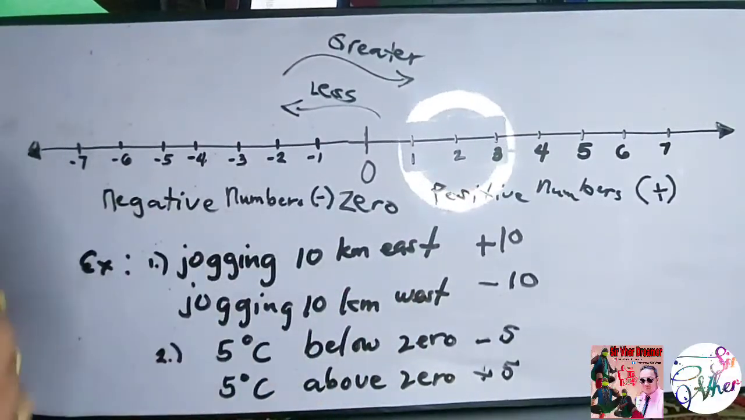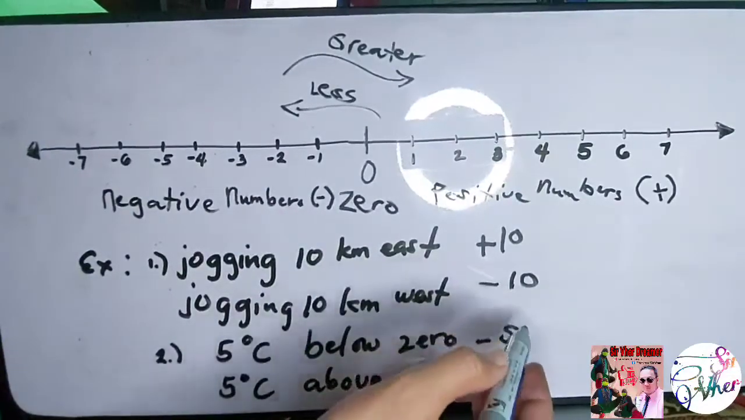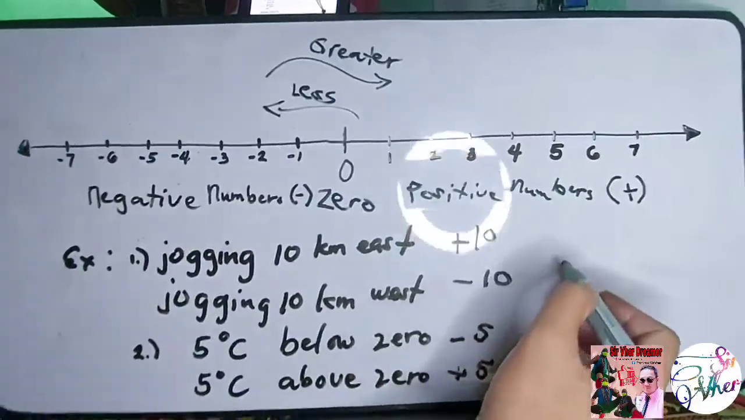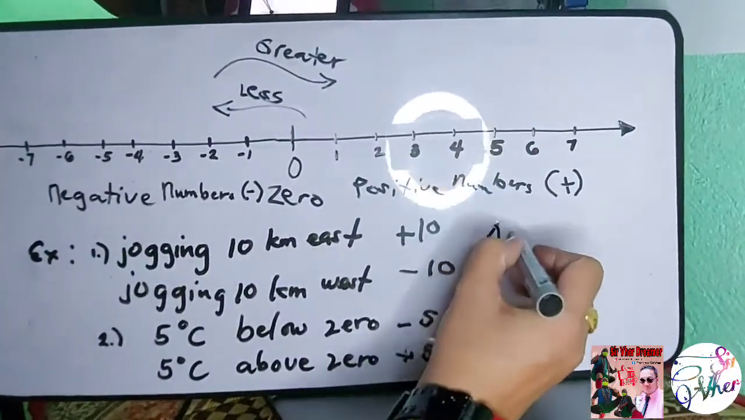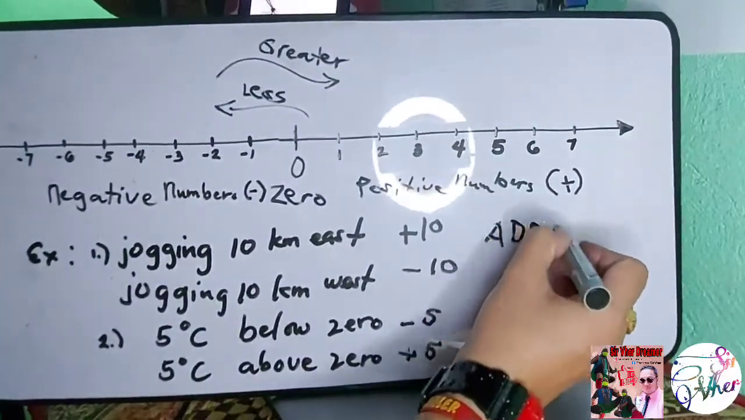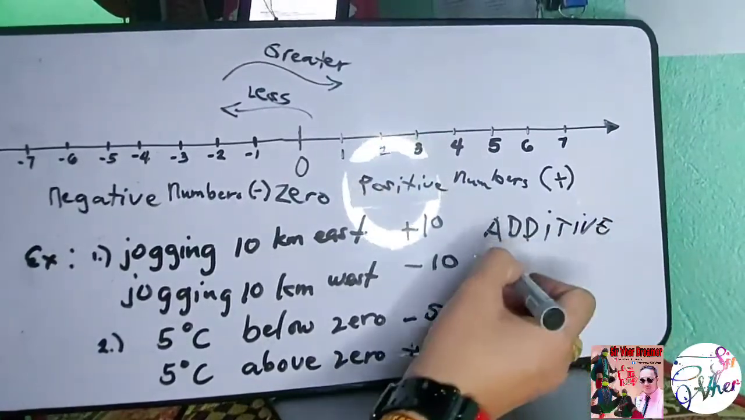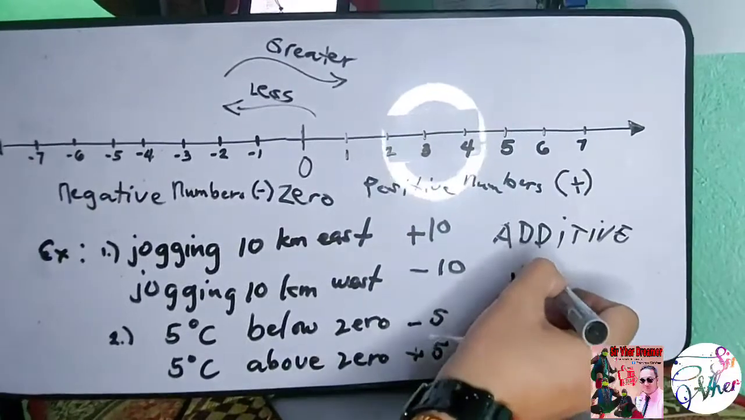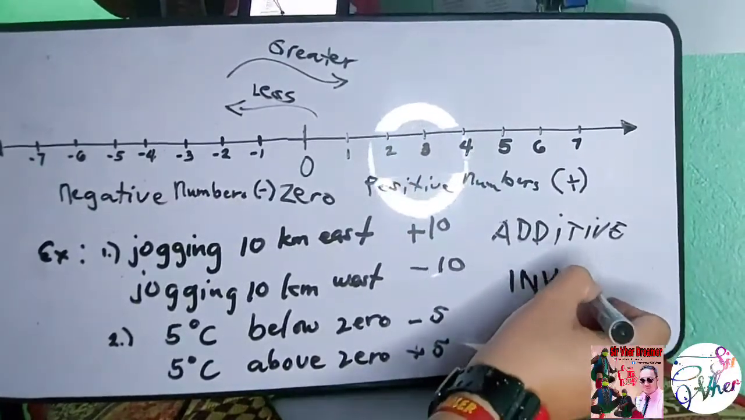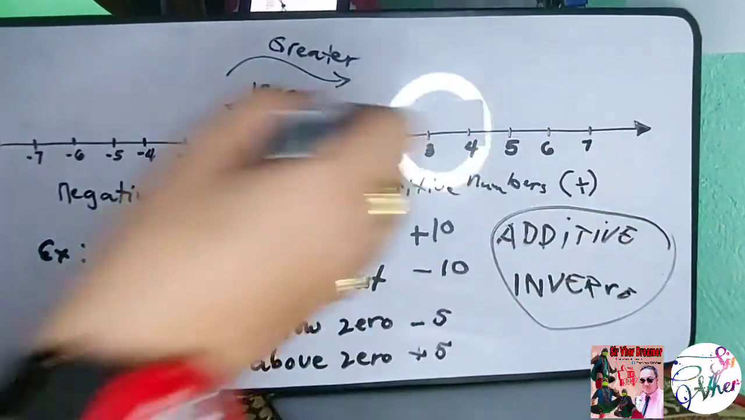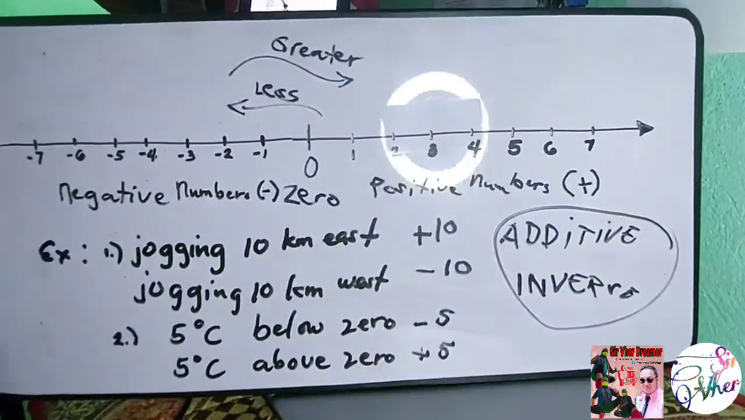Okay, so the opposite of the statement, or the opposite of a number, is also called the additive inverse. That is what we call the additive inverse. So the opposite of the statement is what we call additive inverse.